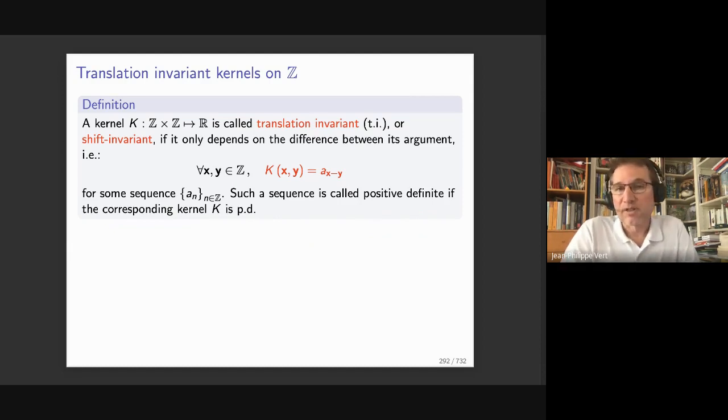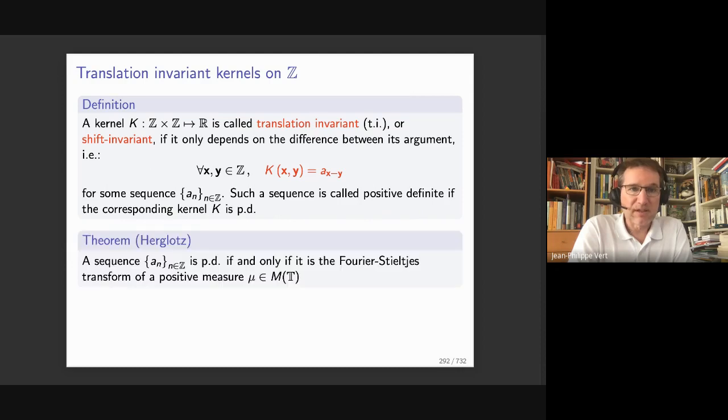Now the question is, what can we say about the sequence a to make sure that K leads to positive semi-definite Gram matrices? And so what we will state and prove is now a precise characterization of the sequences a that lead to positive definite kernels. And this is a theorem proved by Herglotz. So we call that Herglotz's Theorem, which reads as follows.